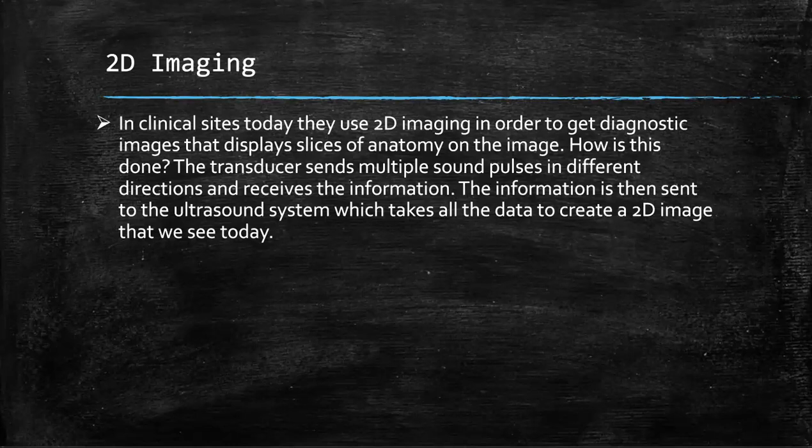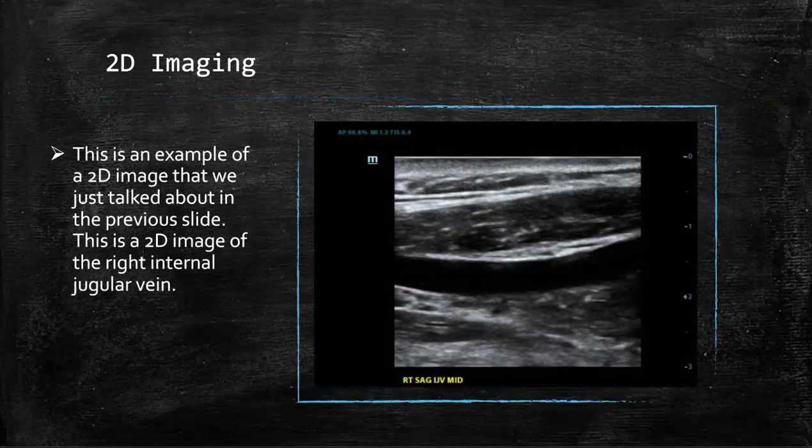In clinical sites today, they use 2D imaging in order to get diagnostic images that display slices of anatomy. How is this done? The transducer sends multiple sound pulses in different directions and receives the information. The information is then sent to the ultrasound system, which takes all the data to create the 2D image that we see today. So this is an example of a 2D image right here, and the anatomy is of an internal jugular vein.